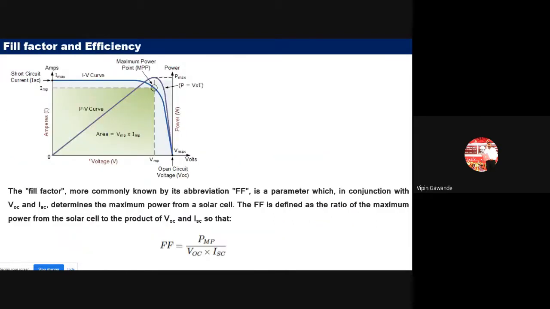Then we have the fill factor. Now, fill factor means what? It is used for the calculation of the performance of the solar cell, and it is given as: fill factor is equal to P max, that is the maximum power from the solar cell, divided by VOC multiplied by ISC, the product of the open circuit voltage and the short circuit current. So from this we can calculate the fill factor.